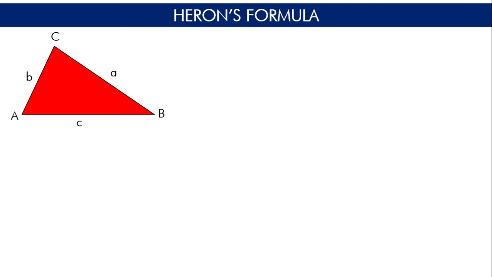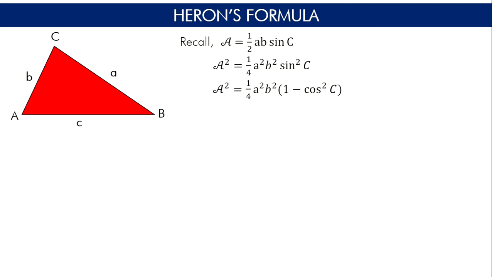I derive Heron's formula using the concept of the area of the triangle that we had earlier. Recall again that the area is equal to 1/2 AB sine C. If we square both sides, A squared is equal to 1/4 a squared b squared sine squared C. If you recall the Pythagorean identity, sine squared C can be expressed as 1 minus cosine squared C.